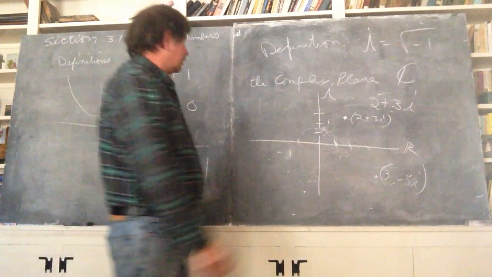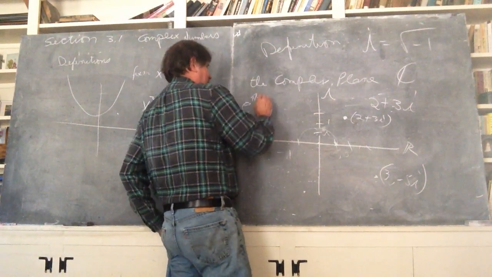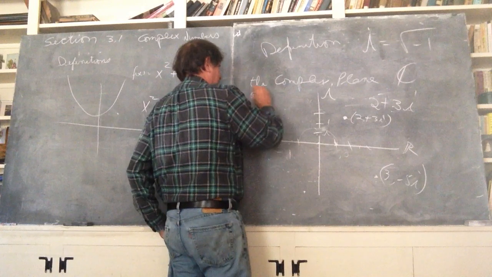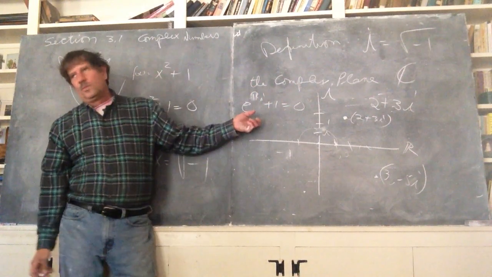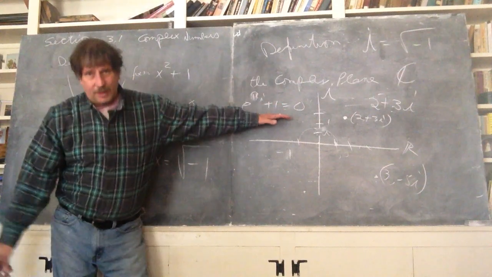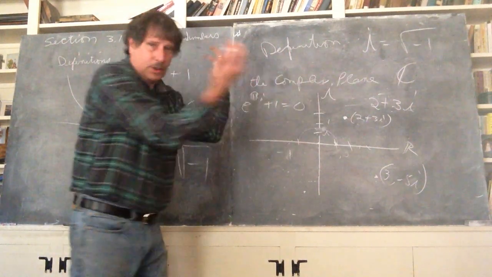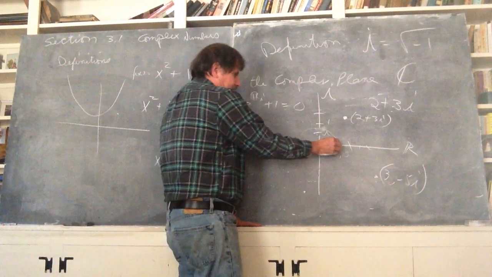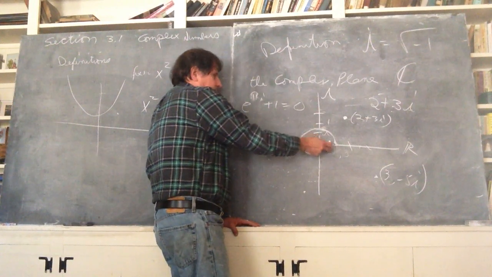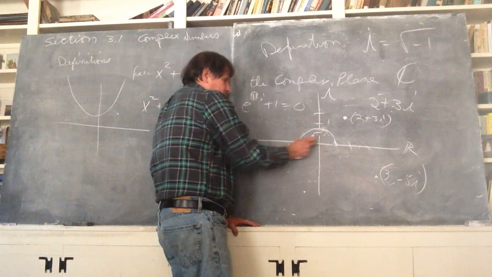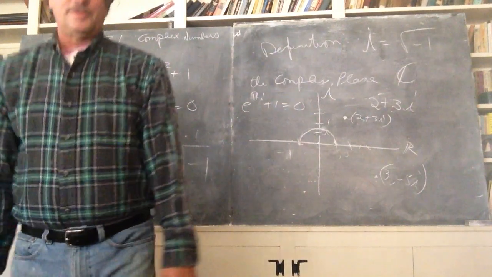Just want to put this up here. e to the pi i plus 1 equals 0. This, again, you won't see in this class, but that's where you head. This is the most important equation in all of number theory. And here's a picture of it, just like that. This is 1. Here's e to the pi i. Plus 1 is 0. Okay, that was an aside.